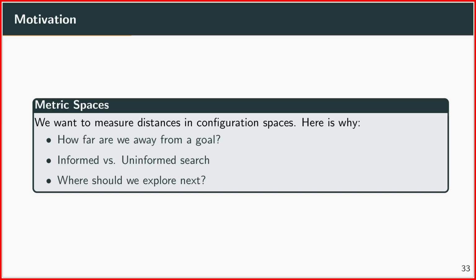You can say, okay, I'm this far away from a goal, and so this is why you can make more informed decisions at every point. In your configuration space, you can basically go into directions which you think make more sense because they bring you closer to a goal. And this, of course, answers questions like where should we explore next. So having a distance function is super crucial.